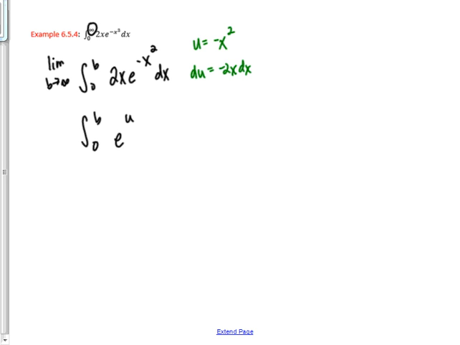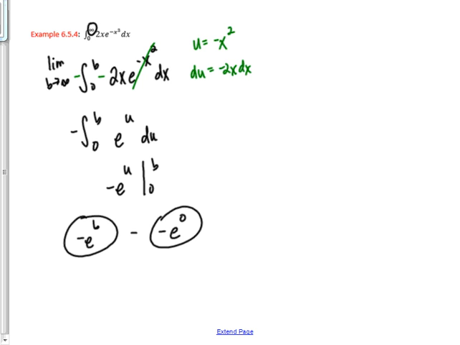That's e to the u, and that part's gone. I need negative 2x dx when I have positive 2x dx, so I'm going to multiply in that negative and cancel it out. And there's du, and we know e to the u integrates as e to the u, and I have that negative out front, going from 0 to b. So that's negative e to the b minus a negative e to the 0. This is the limit as b approaches infinity of negative e to the b plus e to the 0. We know anything to the 0 power is what?